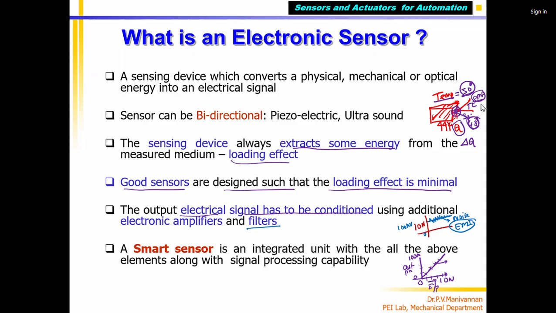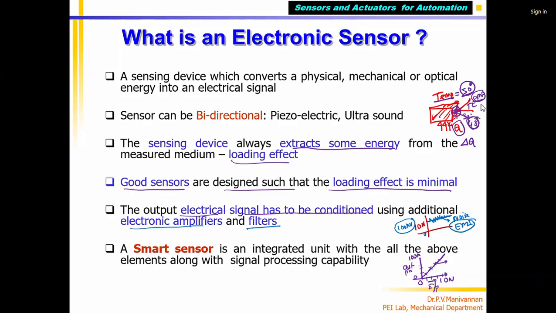Now, not only noise: the sensor generally produces voltage in terms of millivolts. A thermocouple gives 0 to 100 millivolts for 0 to 1000 degrees, or for the force transducer I said 0 to 10 Newton, the output is 0 to 100 millivolts only. This is what the force transducer will produce. So these signals need to be amplified. For that, we'll be using an electronic amplifier, and to remove the noise, we'll be using a filter.